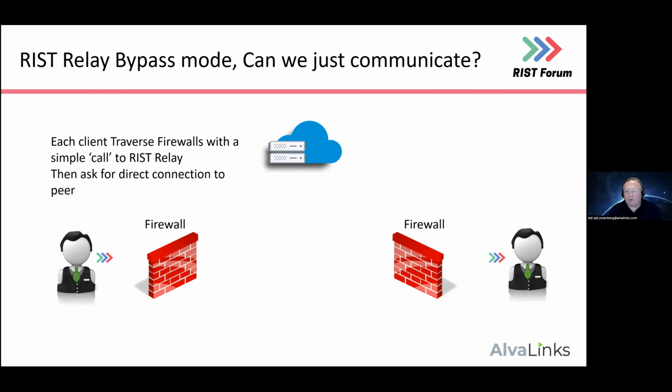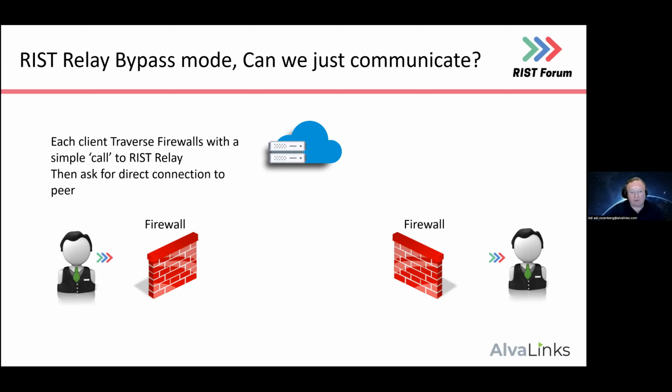Now, why can't we do a relay bypass? What is a relay bypass? Just like with WebRTC, to those who know WebRTC, you can connect to a meet point, but then bypass that and communicate directly. So we allow the RIST Relay to support that capability if the devices are able to support that.